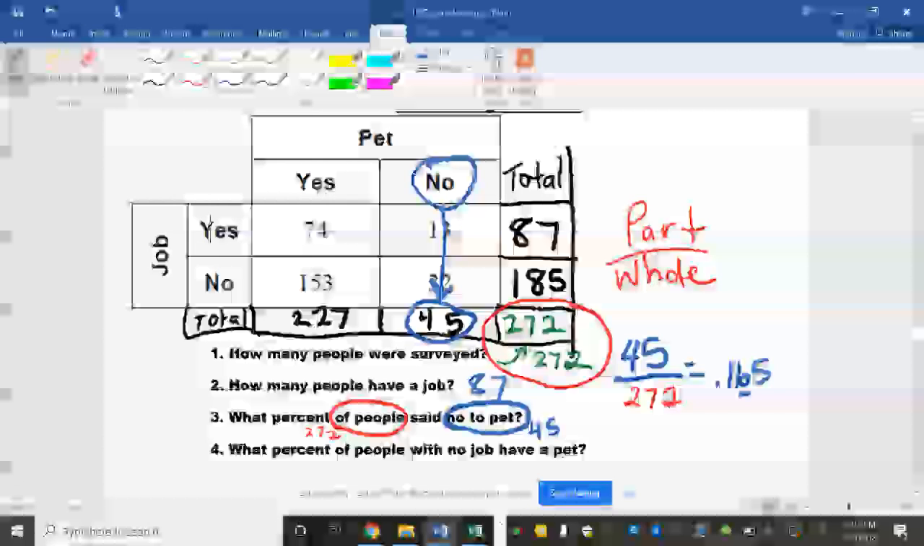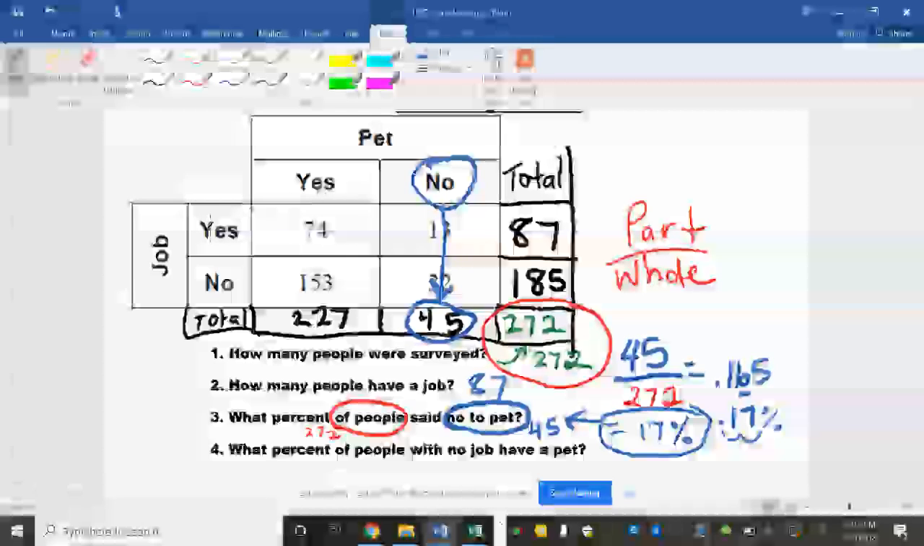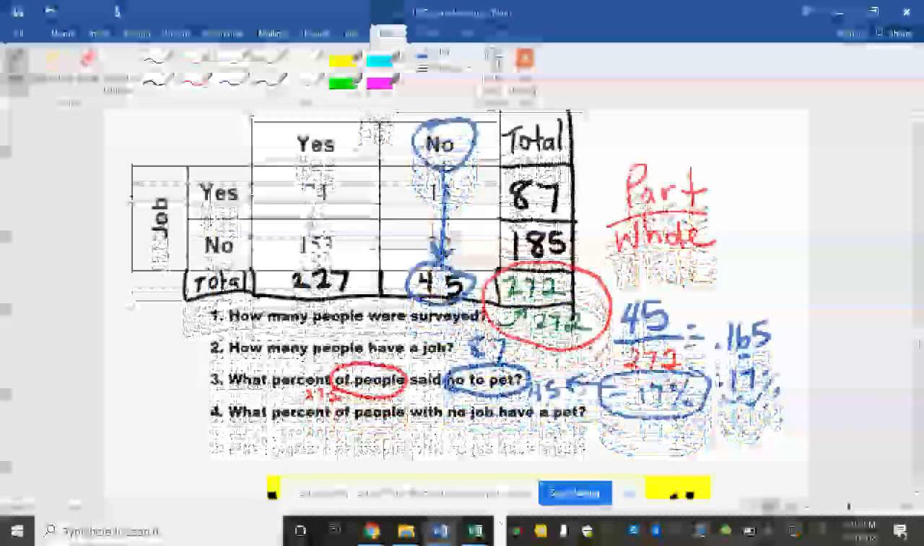But we're going to round this to the nearest whole percent, meaning the hundredths place. Now, does the 5 round the 6 up, or does it leave it at 5? I always remember, 5 or more, raise the score. 4 or less, let it rest. So 5 or more, meaning I need to raise the score. So it's going to round up to 0.17, which as a percent, if we move the decimal twice to the right, just becomes 17%. That's the answer, number 3. What percent of people said no to pet? 45 out of 272. Okay, last one.